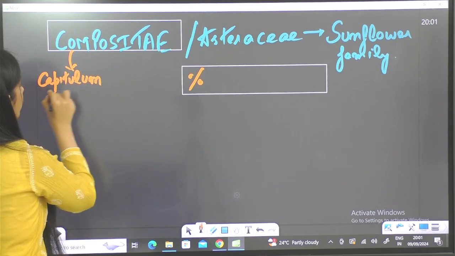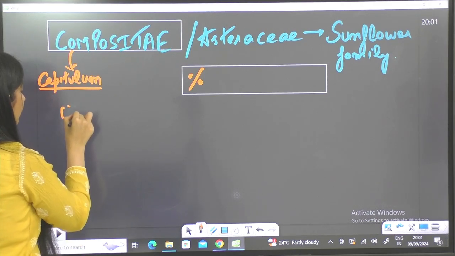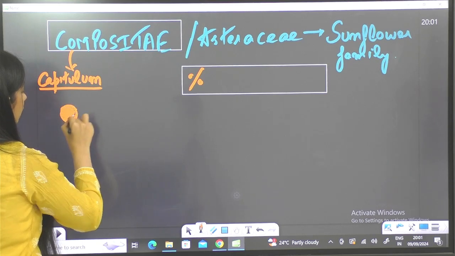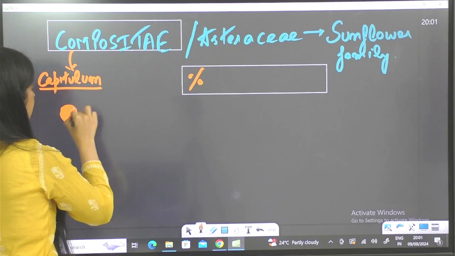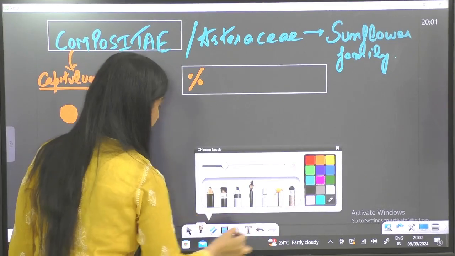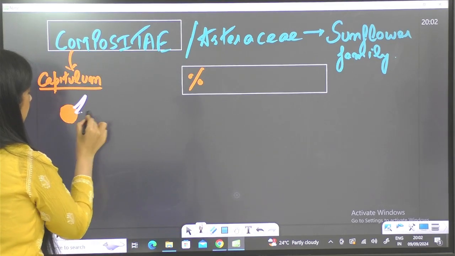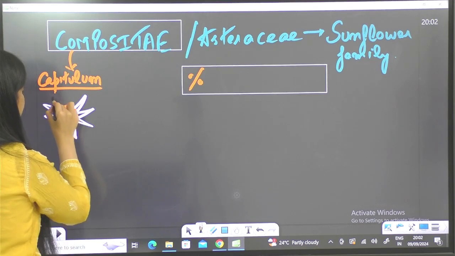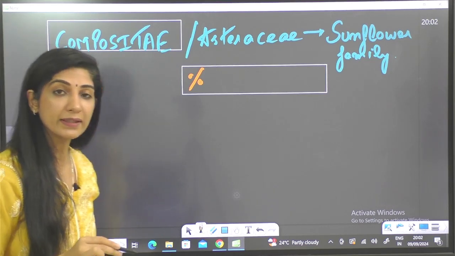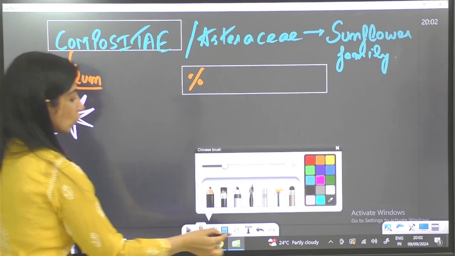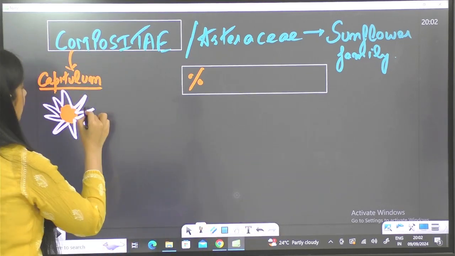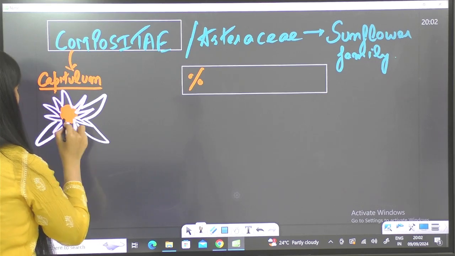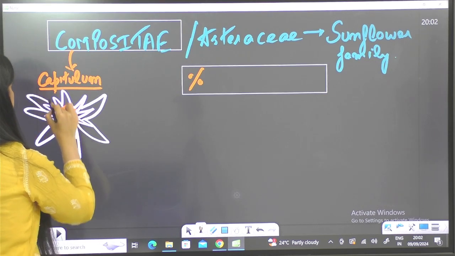What is capitulum inflorescence? You have the receptacle in the center, and we don't have flowers in this family. What we have in this family is florets. These florets which are adhering or close to the center are called the disc florets, and those away from the center are called the ray florets.